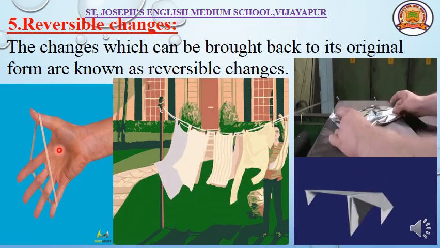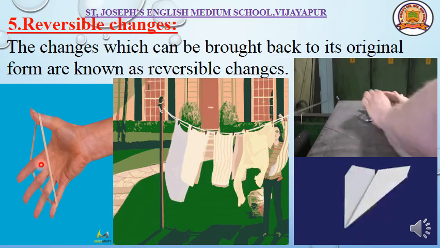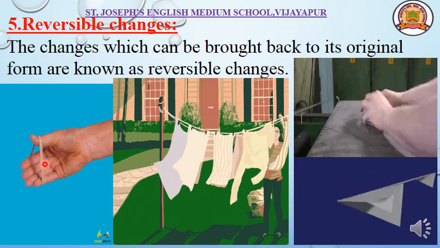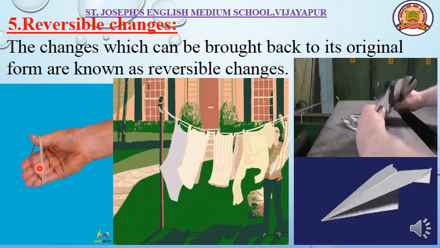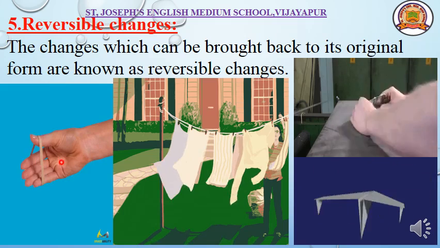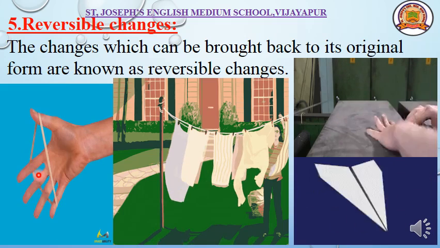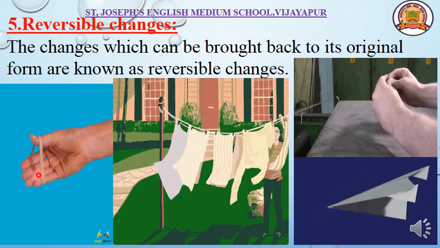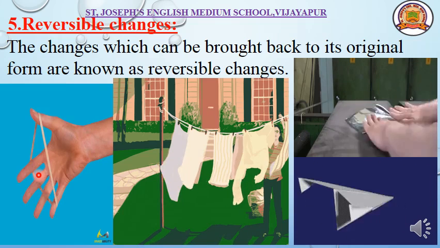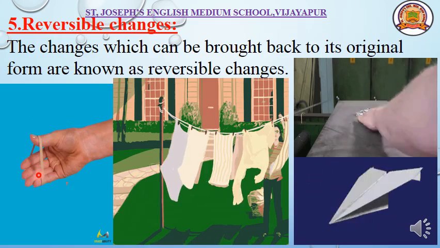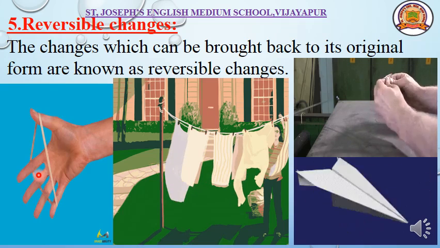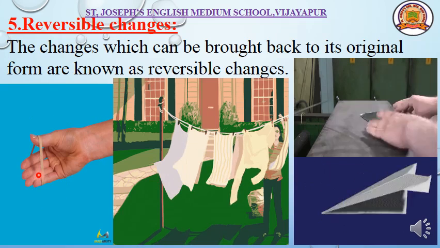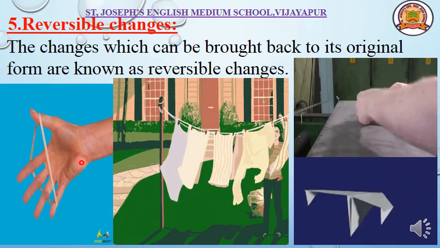Again a few more examples about reversible changes. Stretching of a rubber band. Once you stretch, it increases the size. When you leave it, it comes back to its original position. You can see here, the size increases and decreases. But does the shape of the rubber affect? No. Only the shape changes. But does it produce any new thing here? No.